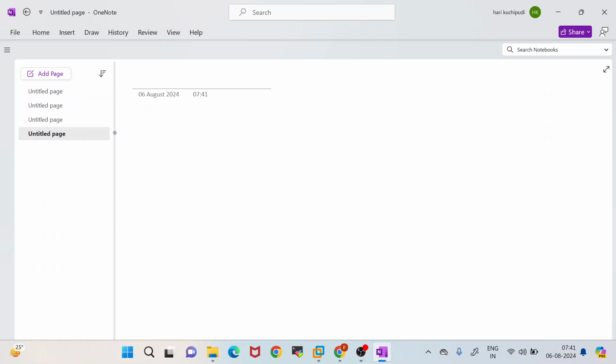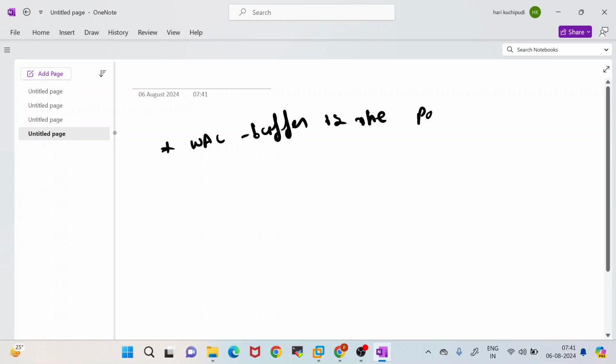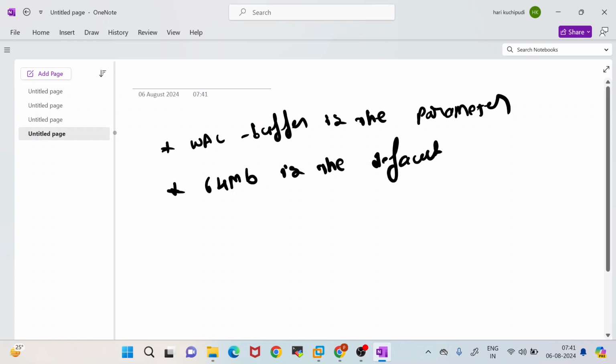And what is the parameter related to WAL buffers? wal_buffers is the parameter related to the WAL buffer. How we can increase or decrease it, we will see in our next sessions. Next, what is the default value? 64 MB is the default value.